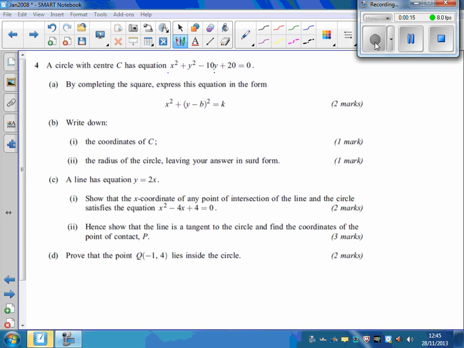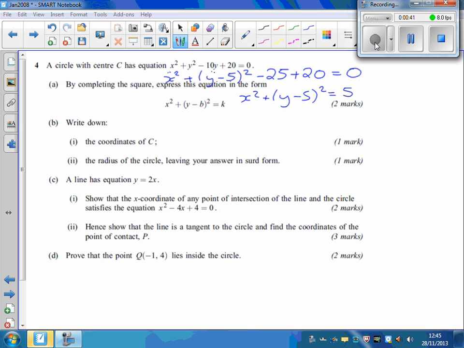So the x is actually already sorted, that's nice, so we've just got x squared here. We've got a 10 here, so we're going to have to minus 5 all squared there. But if you're putting the 5 in, then you've got an extra 25 by accident, so we've got to put a minus 25 in there. Sorting out the numbers gives us x squared plus y minus 5 all squared equals 5.